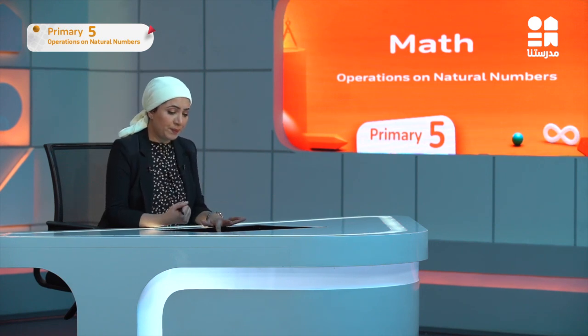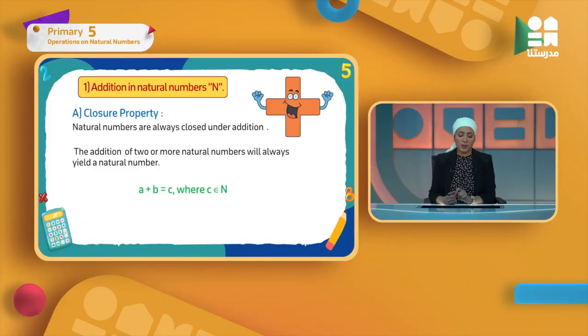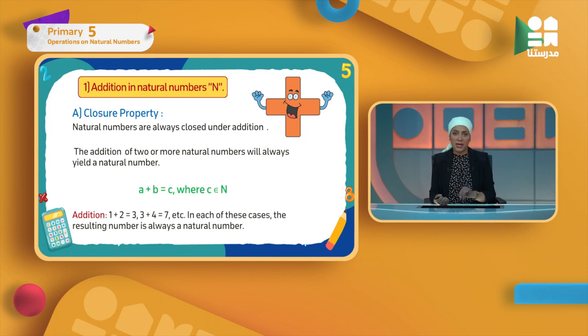طب عايزين example. A plus B equals C, where C belongs to N. Again, how can we apply this on numbers? As you see in front of you, I have 2 examples. 1 plus 2 is 3. 3 plus 4 is 7. 5 plus 8 is 12. 100 plus 100 is 200. So whenever I add 2 natural numbers to each other, the answer will be a natural number.